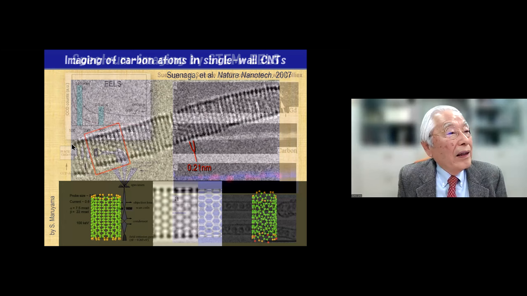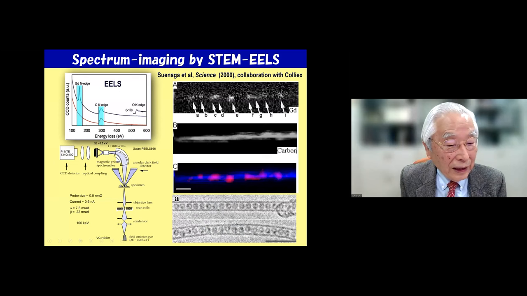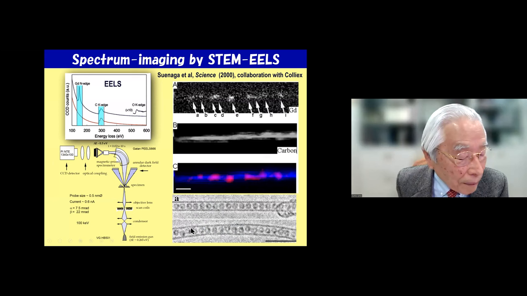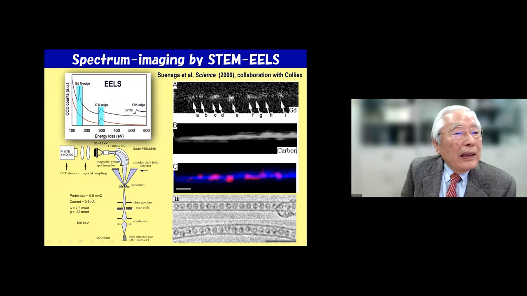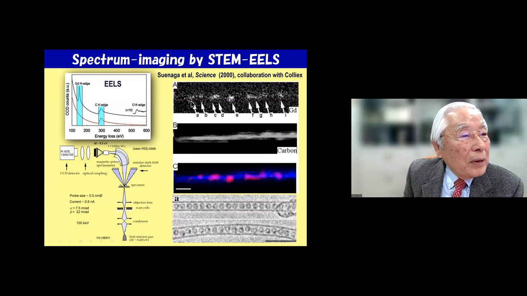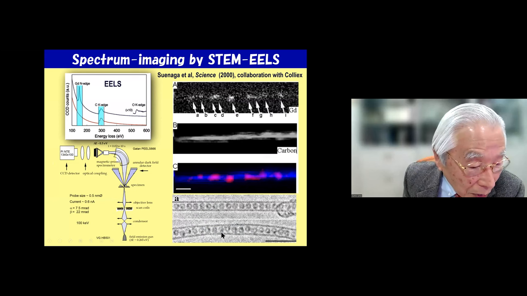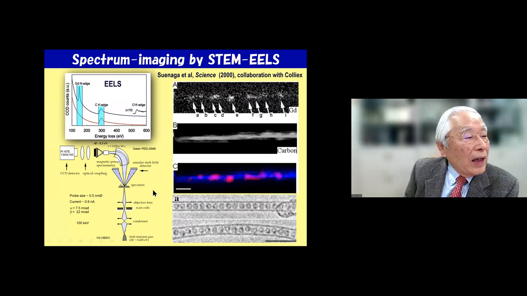We had this metallofullerene, and it has gadolinium or something. So Christian and Koryaks, we all worked together. And for the first time we were able to see individual metal atoms, single atoms, in the EELS imaging. So this is very nice. We were very lucky to do this.